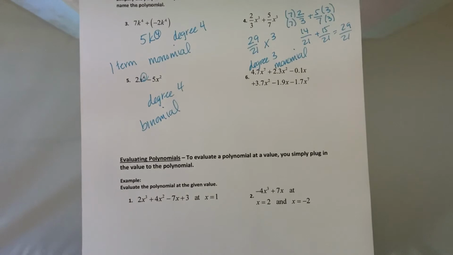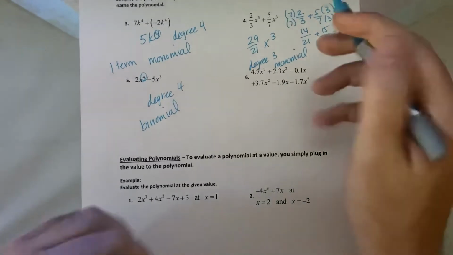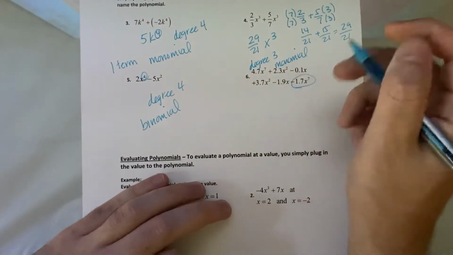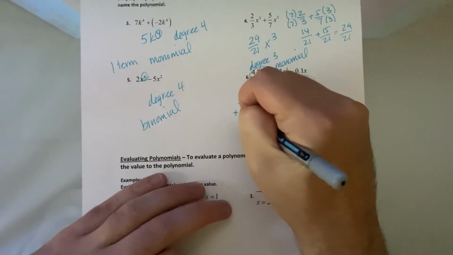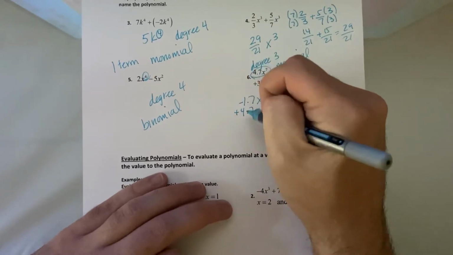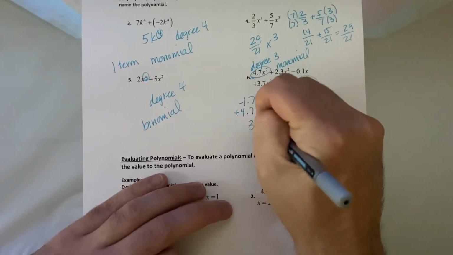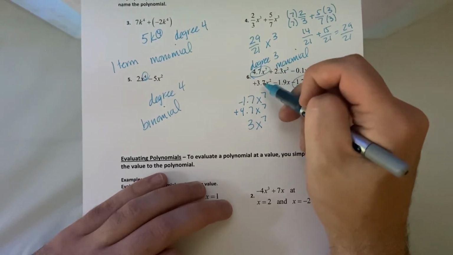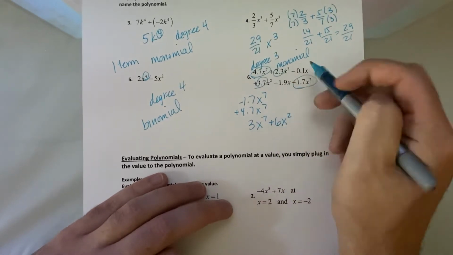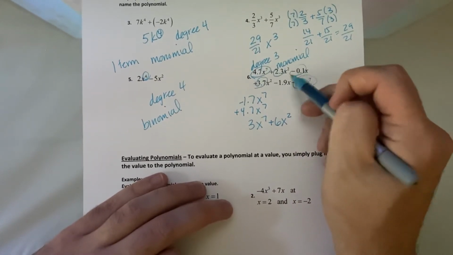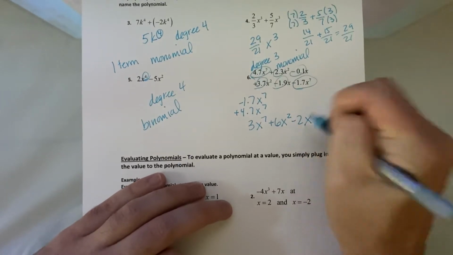Lastly, 4.7x to the 7th plus 2.3x squared minus 0.1x plus 3.7x squared minus 1.9x minus 1.7x to the 7th. Okay, I'm going to start with the biggest exponent I see, which is this one, negative 1.7x to the 7th, and this one, plus 4.7x to the 7th. 4.7 minus 1.7 is 3, x to the 7th. I see x squareds to combine. 3.7 plus 2.3 is 6x squared. Negative 0.1x minus 1.9x, these are the same as well, is minus 2x.